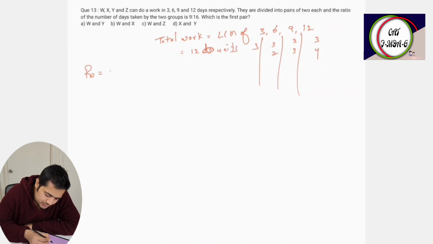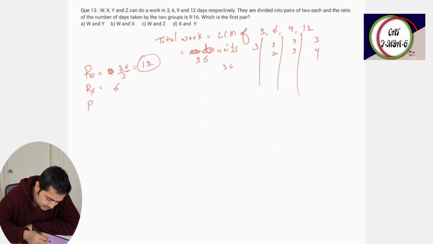Rate of W is 12 by 3 is equal to 4. Rate of X is 12 by 6. No, here consider 3 and 3, 9, 4, so 36 units. Sorry. Rate of W is 36 by 3, 12. Rate of X is 36 by 6, 6. Rate of Y is 36 by 9, 4. Rate of Z is 36 by 12 is equal to 3.